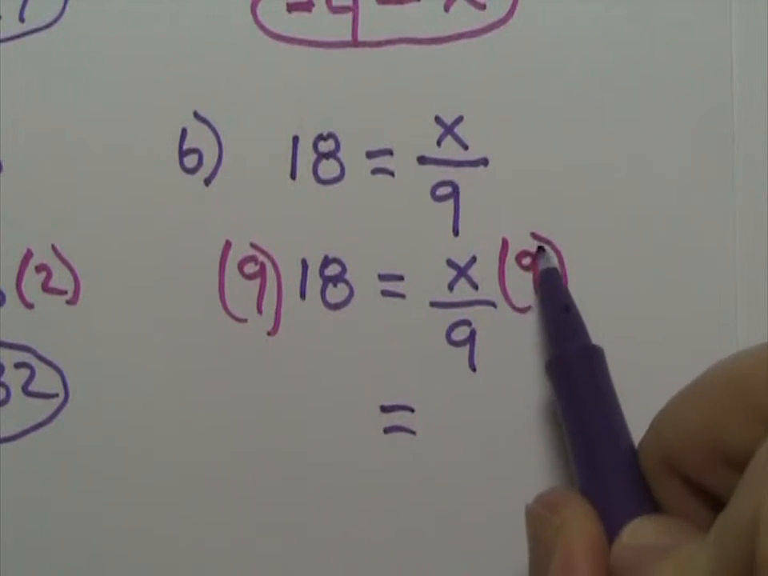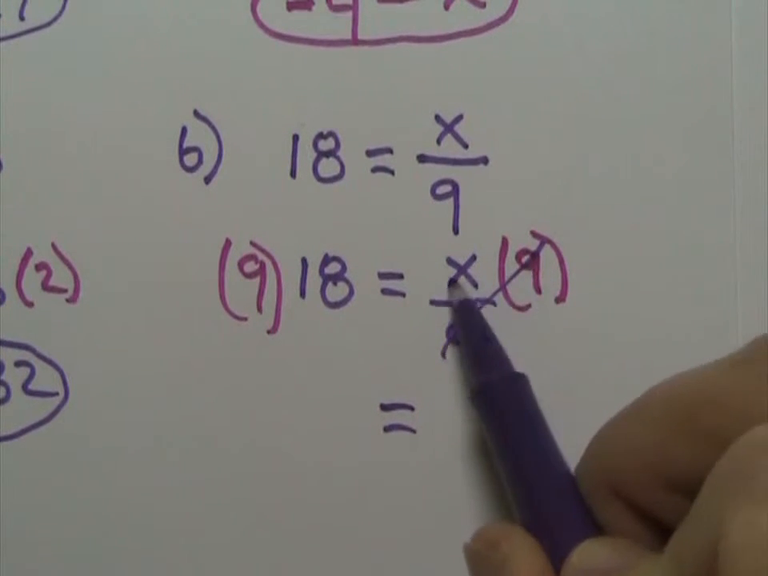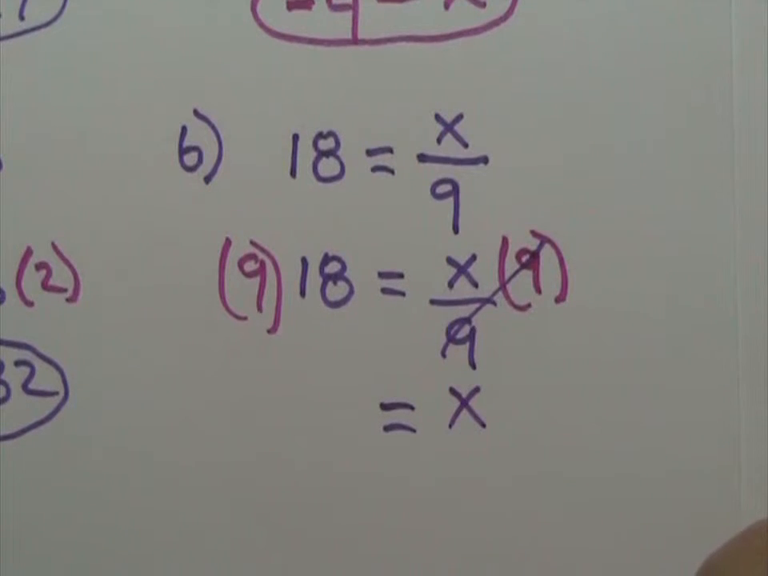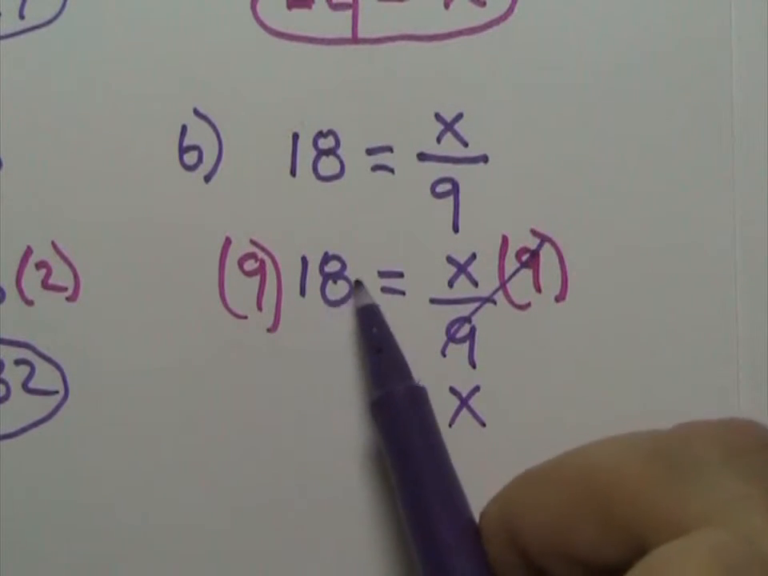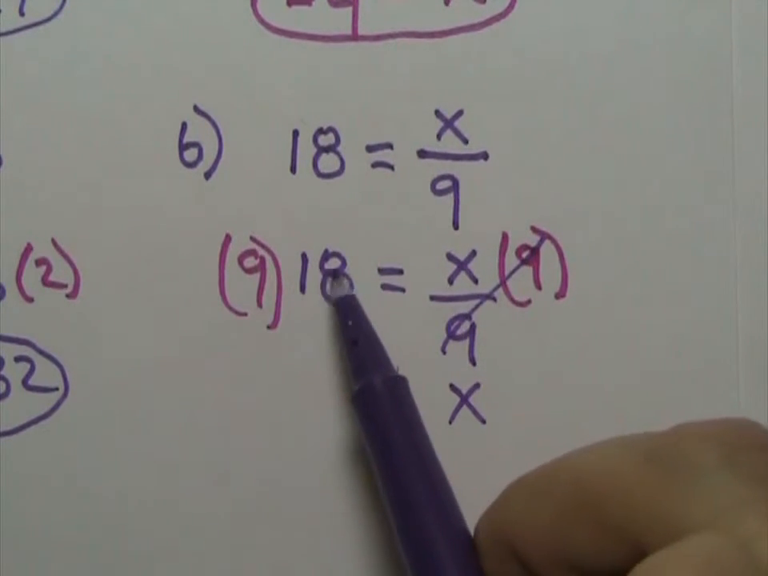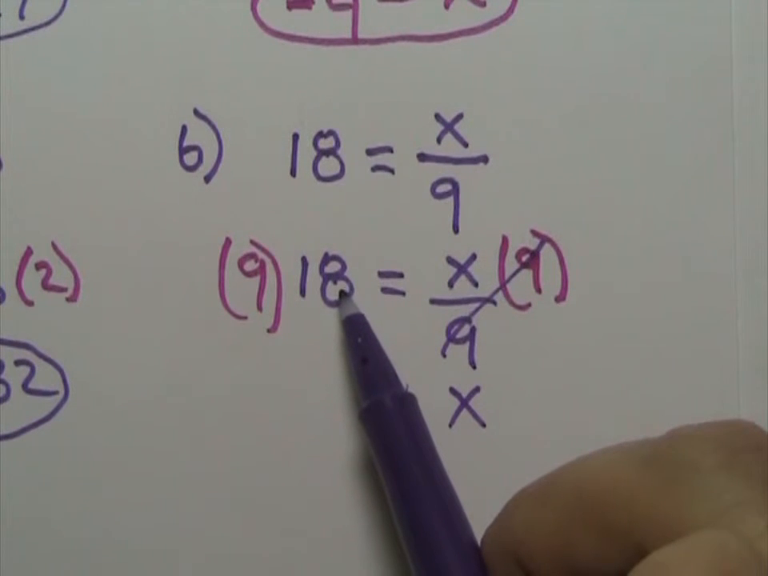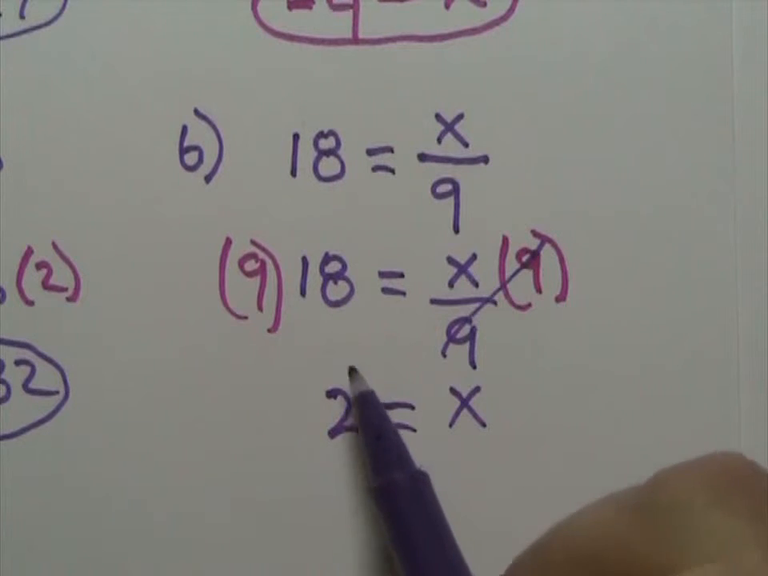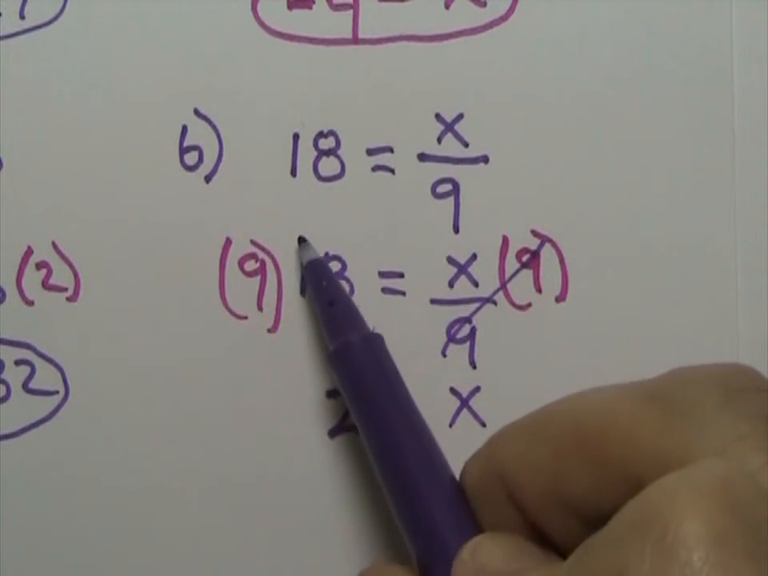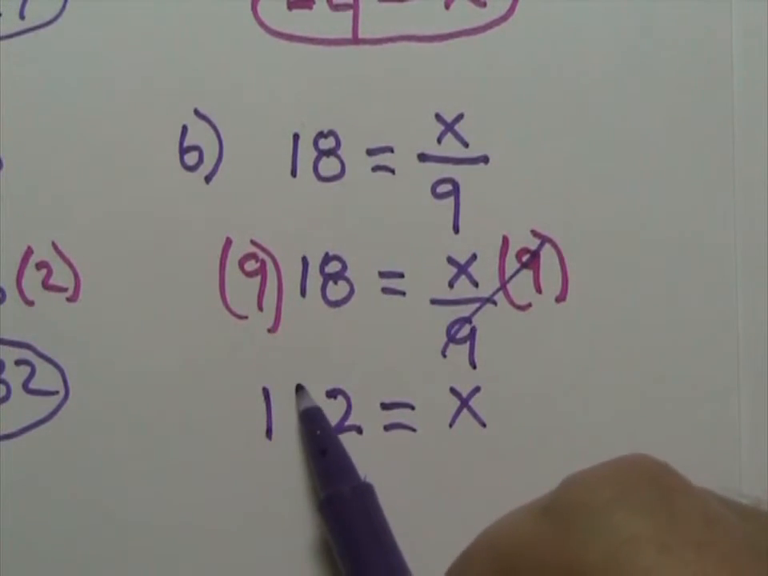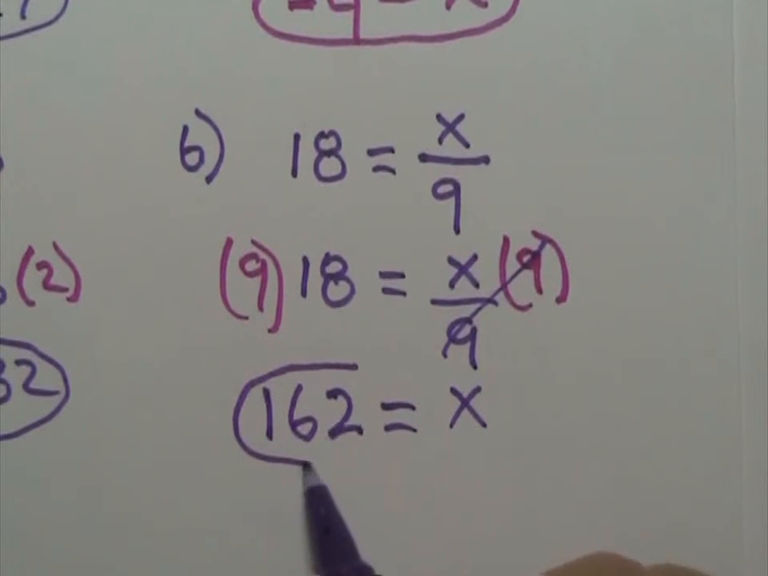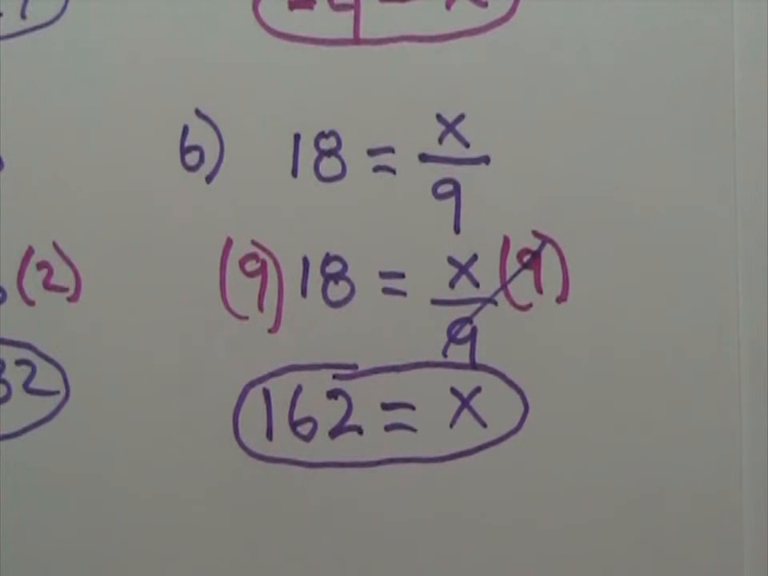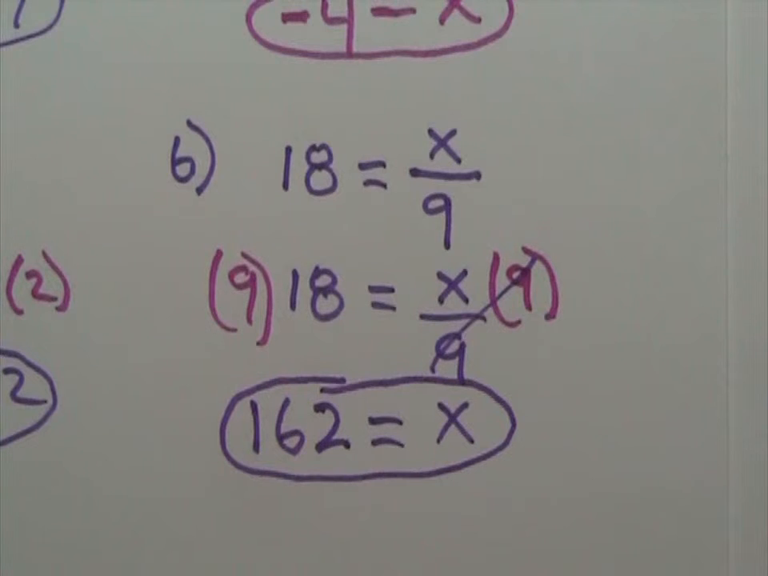Okay, the 9's reduced to 1, and 1 times x is just x. Then I have 9 times 18. So just do 9 times 8. 9 times 8 is 72 with the 7, and 9 and 7 makes 16. So it's 162. And again, it doesn't matter if x is on the left side or the right side.